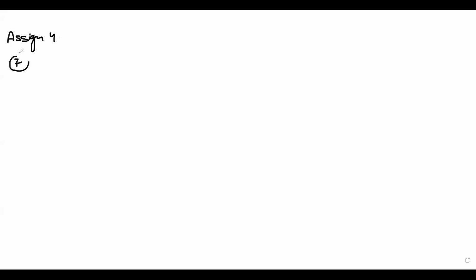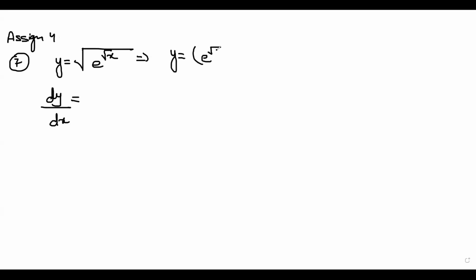Question number 7. Seventh is y is equal to under root e root x. So we need to apply the chain rule. This can also be written as y is equal to e root x to the power half. So this dy by dx can be found out like this.